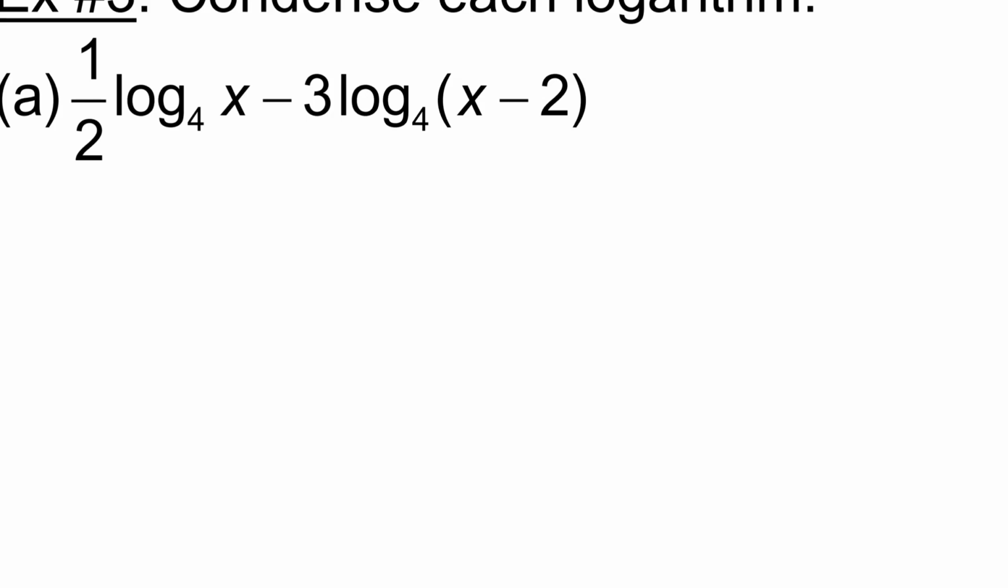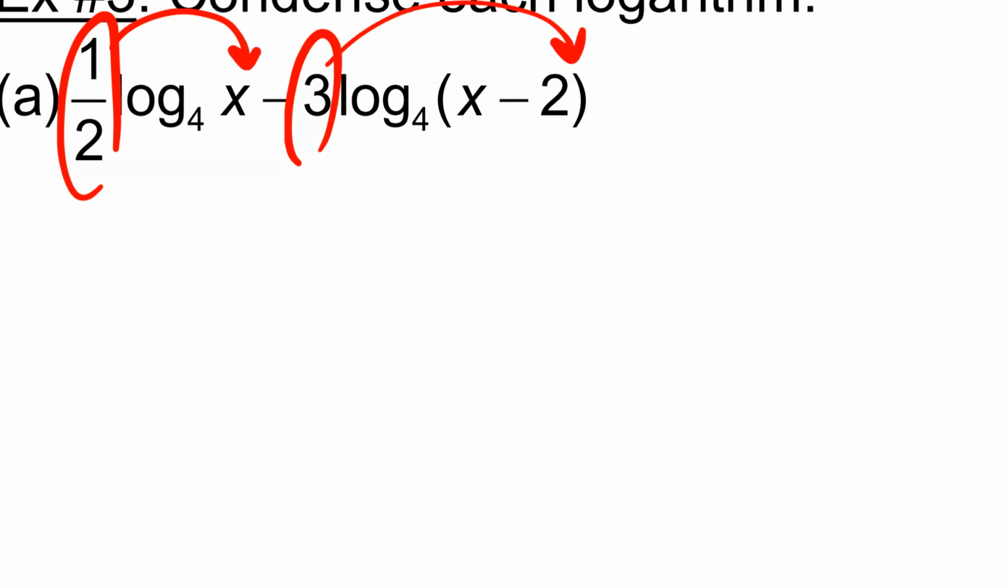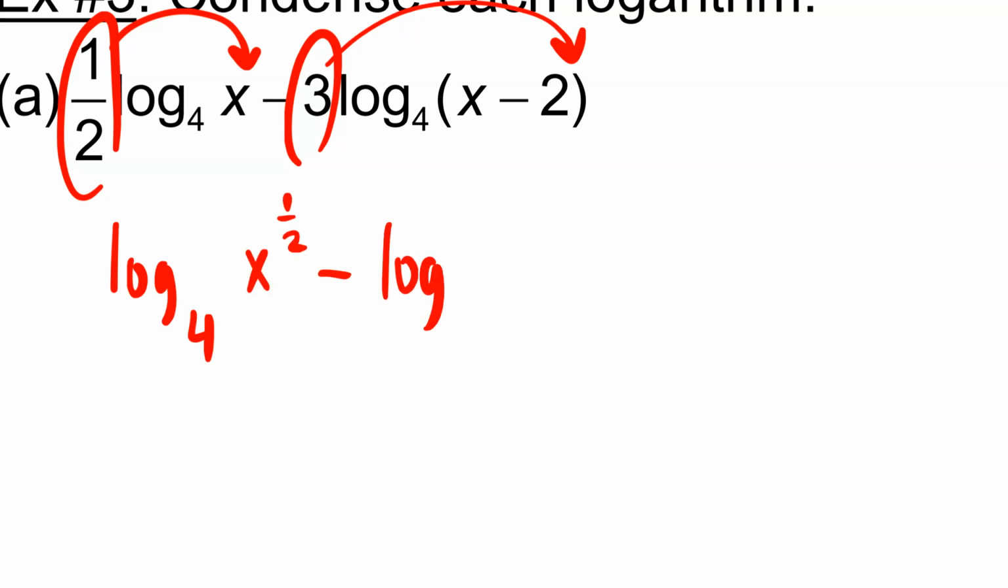So first, let's deal with these things in the front. How do I deal with these coefficients? Yeah, we put them as our exponent. Excellent. So this is going to be log base 4 of x to the 1/2 minus log base 4 of x minus 2 to the 3rd.